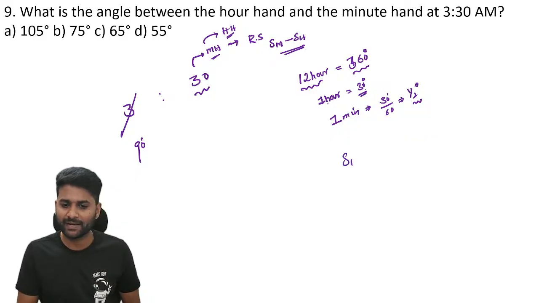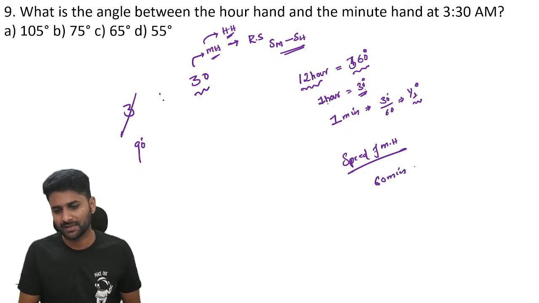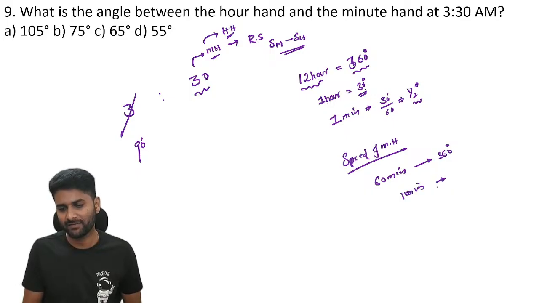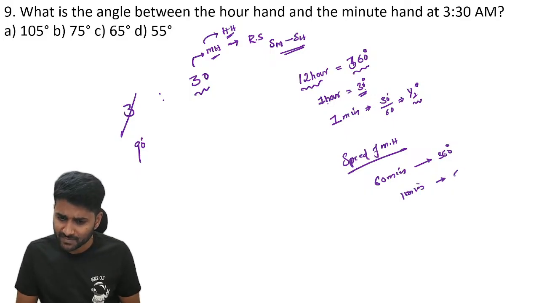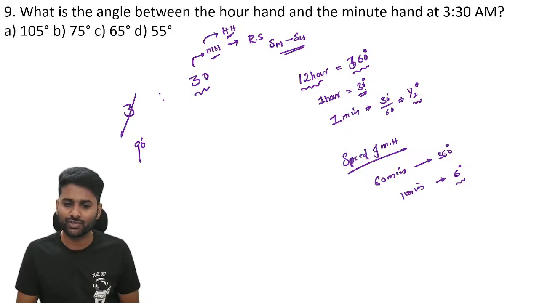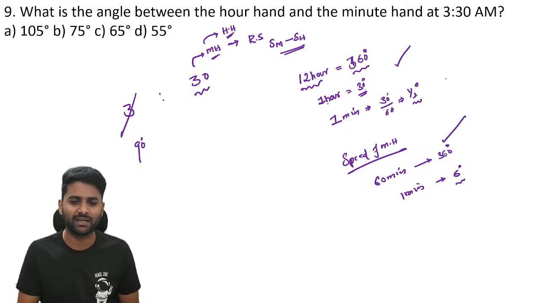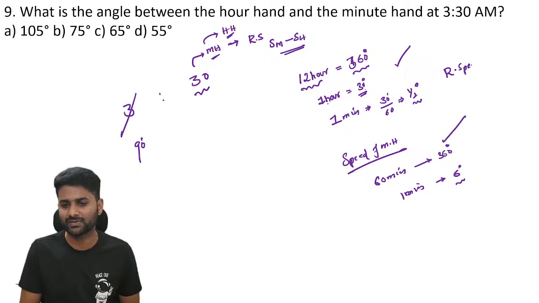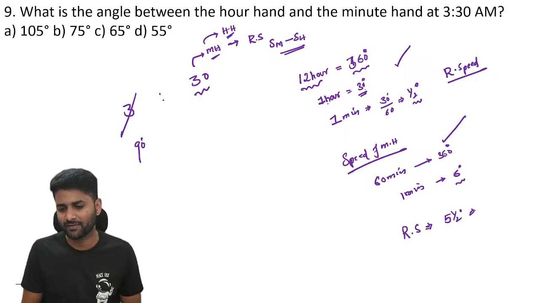Let's find the speed of the minute hand. For 1 hour, which means 60 minutes, it will cover 360 degrees. For every minute it will cover exactly 6 degrees. As I told you, if the minute hand moves, definitely the hour hand moves. It is a concept of relative speed. So the relative speed between the minute hand and the hour hand is 5.5 degrees. 5.5 degrees means 11 by 2 degrees.